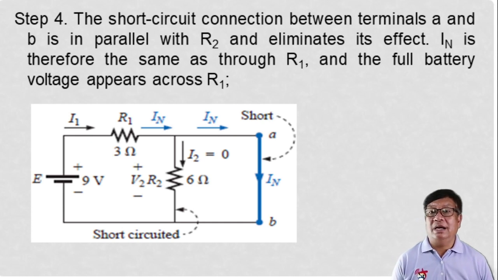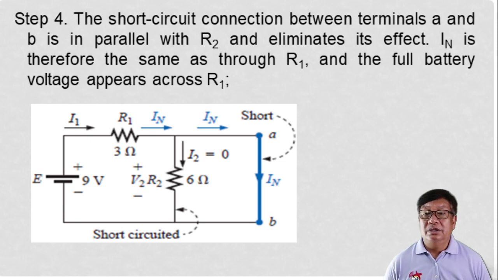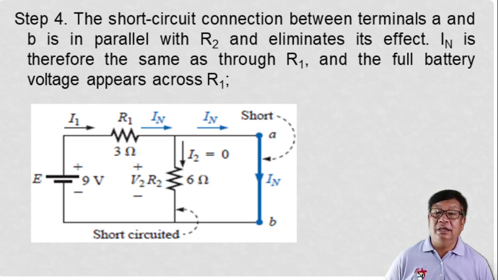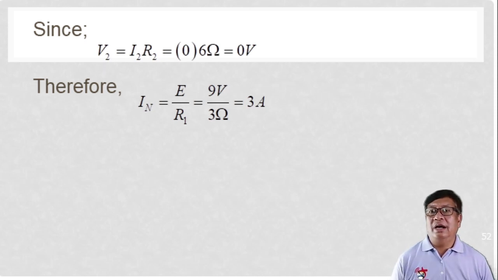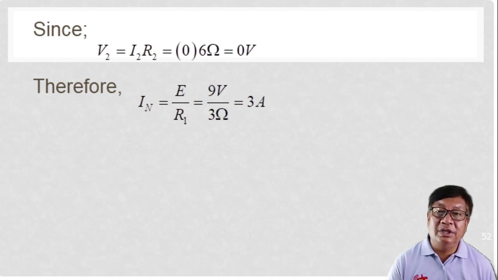So, ano bang mangyayari sa I sub N natin? Pag na-short circuit na ito, yung current natin dito sa R sub 2 is equal to 0. So, our solution now will be reduced to solving for I sub N. Pag short circuit natin ito, short circuit na rin ito. Now we have V sub 2 equal to I sub 2 times R sub 2 according to Ohm's law. So I sub 2 is equal to 0 because na-short circuit na po yan. R sub 2 is equal to 6 ohms. So more or less, V sub 2 is equal to 0 volts.